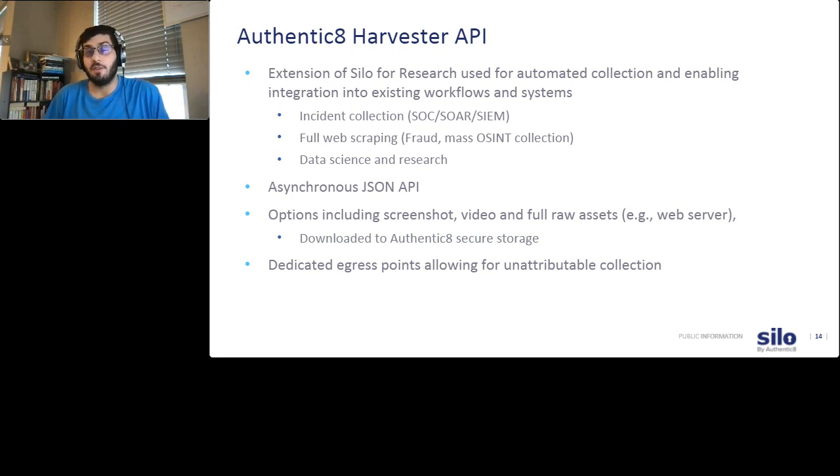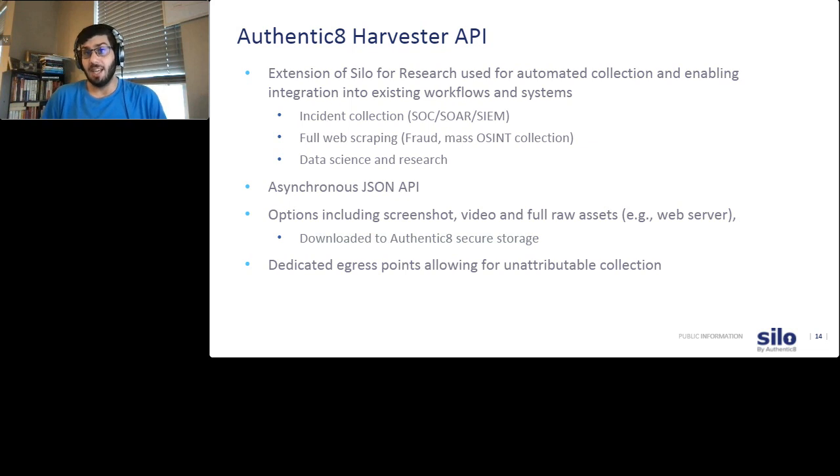It also allows for a variety of web content collection, everything from wget style mass asset collection for a website, get all of the HTML, JavaScript, images that are being hosted, to visual screenshots, which is what we used for the use case I just talked about, to individual video collection and download, think YouTube videos.